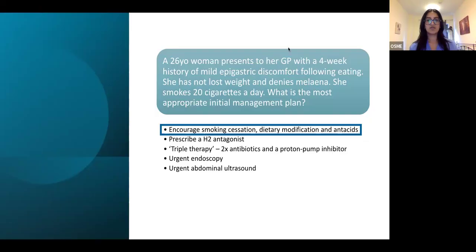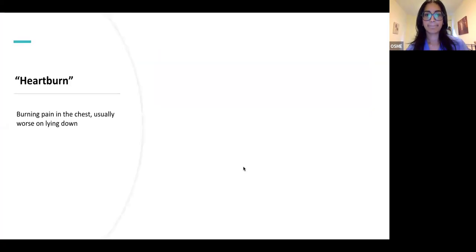So with these kinds of presentations, it's really important that you remember the NICE guidelines and you're able to confidently say whether someone needs an urgent endoscopy or whether you're happy managing them conservatively. So yeah, it's quite high yield in AKT, I would say.